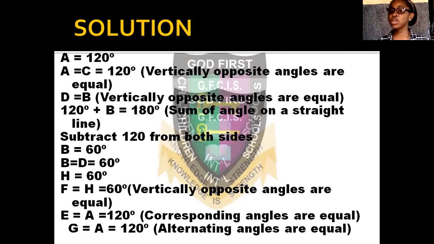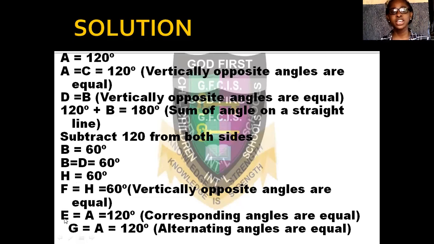We have B equals 60 degrees, which I've mentioned earlier. So now B is equal to D, and D is equal to 60 degrees. Vertically opposite angles are equal. So we have H to be 60 degrees, and F is equal to H, and F is equal to 60 degrees. Vertically opposite angles are equal.